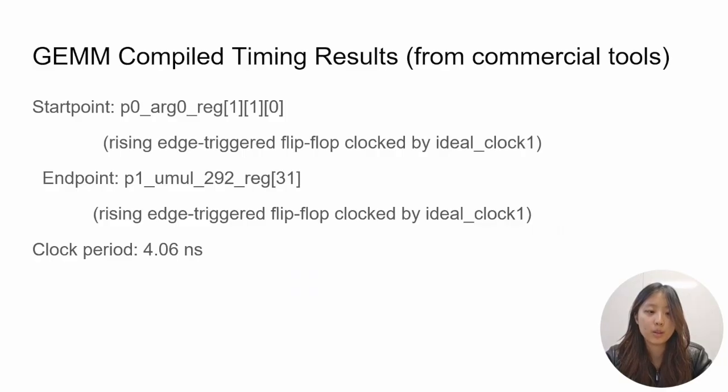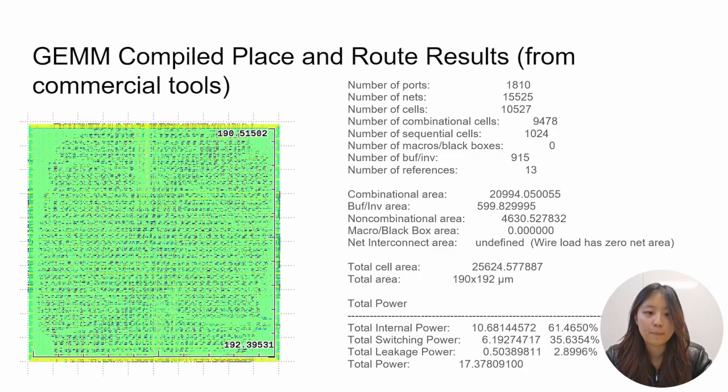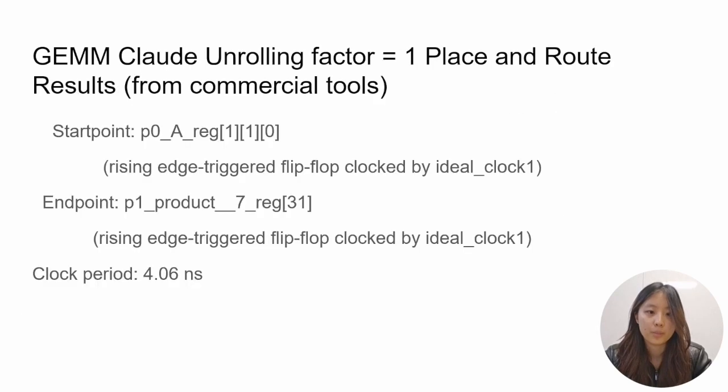The timing reports are as follows. The critical path goes from the input register to the final multiply and a multiply accumulate chain. This makes sense as it performs aggressive unrolling to generate the Verilog, and the clock period is 4.06 nanoseconds. The area is 190 by 192 micrometers. There are a lot more combinational cells than sequential cells, which makes sense as all loops are unrolled. Most assignments result in being combinational.